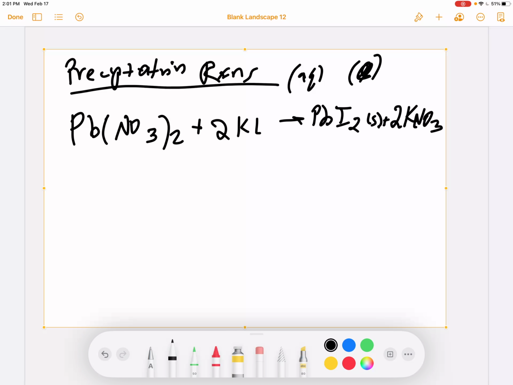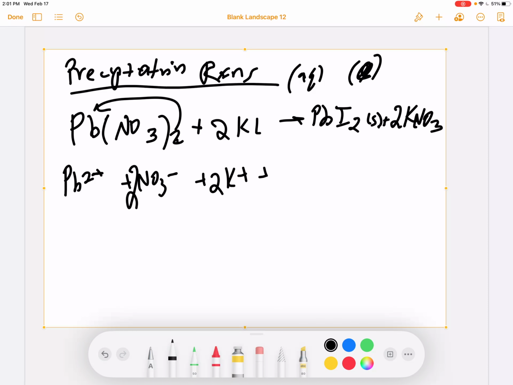When all of these are aqueous, they can all be separated into their respective ions. So Pb is 2 plus. Again, we take the 2 here and bring it up there, plus 2NO3 minus, because we have 2 of them, plus 2K plus, 2I minus. This will give us PbI2. This we cannot separate because it's a solid. Remember, something that is a precipitate does not dissociate in solution, so it's just going to be PbI2.